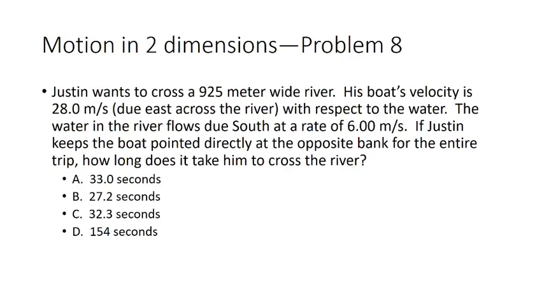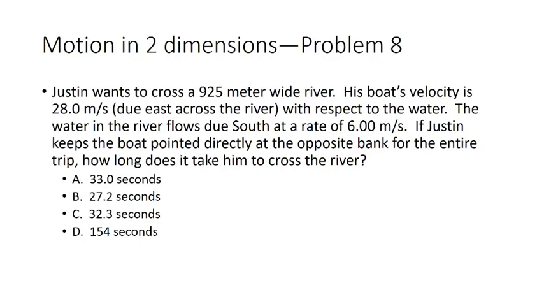All right, so now we're going to look at problem number 8. In this case, Justin wants to cross a 925 meter wide river. His boat's velocity is 28 meters per second due east across the river with respect to the water. That means if the water wasn't moving at all, Justin would go straight across the river at a speed of 28 meters per second. But in this case, the water is moving, and the water in the river flows due south at a rate of 6 meters per second. If Justin keeps the boat pointed directly at the opposite bank, meaning he doesn't angle it or anything, for the entire trip, how long does it take him to cross the river?